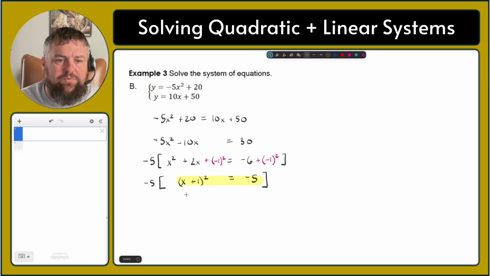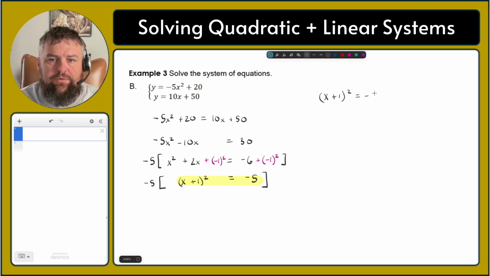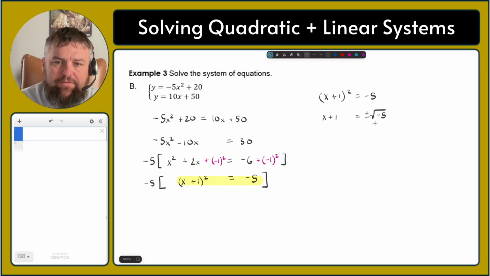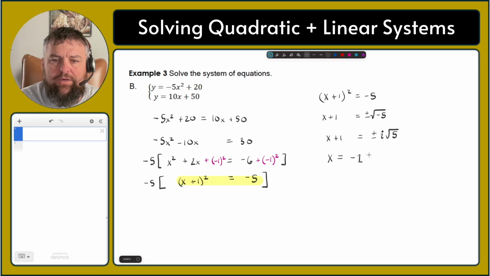So we're going to take (x + 1) squared, set it equal to negative 5. We're going to take the square root of both sides. So x plus 1 is equal to plus or minus the square root of negative 5. Okay, I have a negative radicand, so that means I have an imaginary solution. So this is going to be x plus 1 is equal to plus or minus i times the square root of 5. And then we're going to subtract 1. So we're going to get negative 1 plus or minus i square root 5.